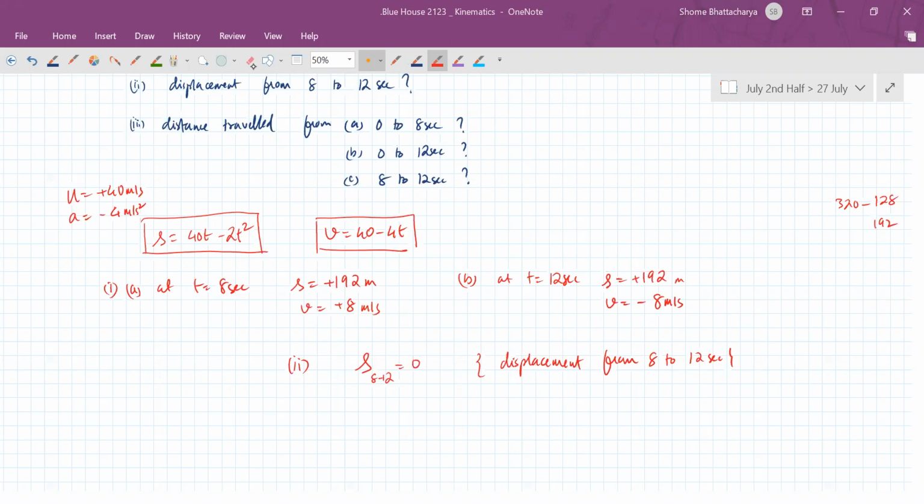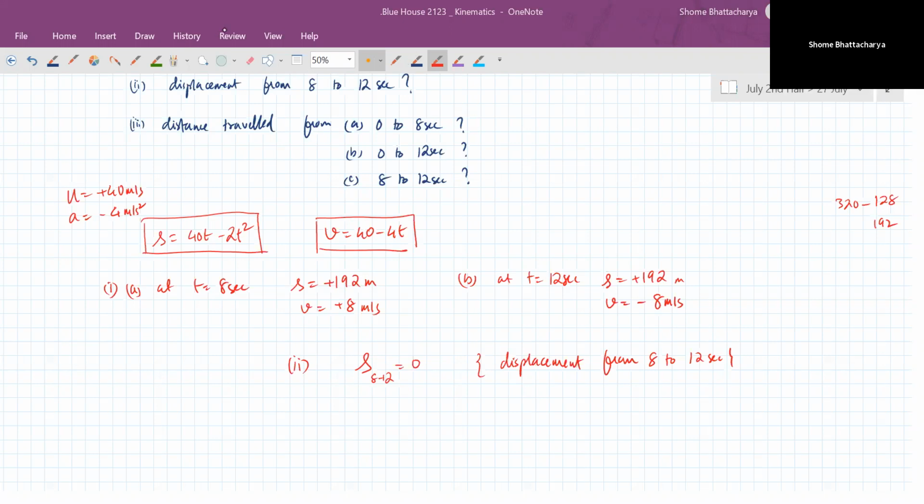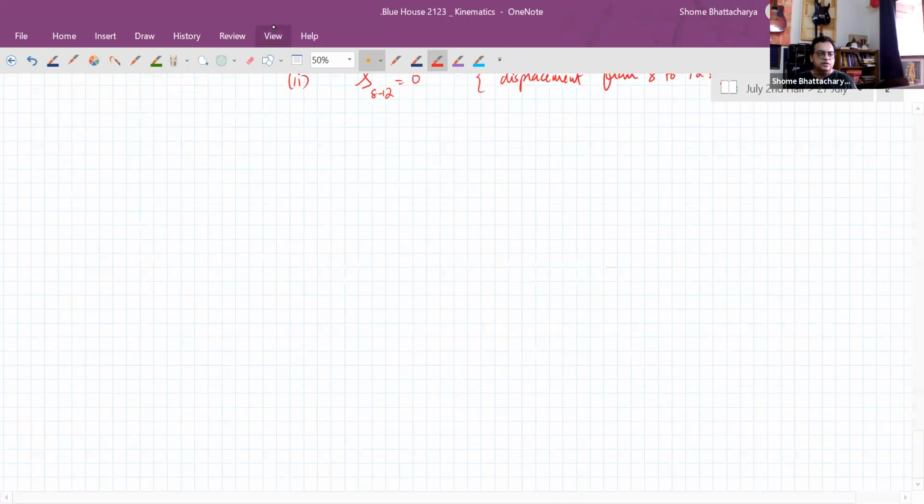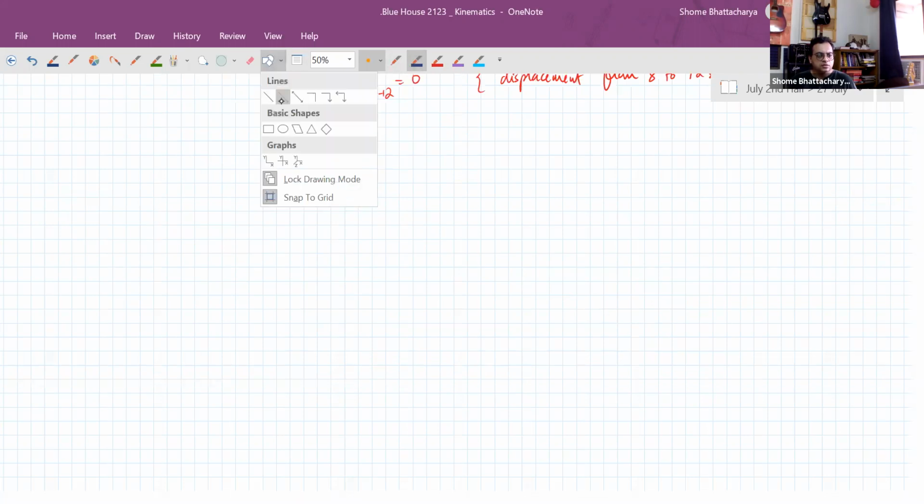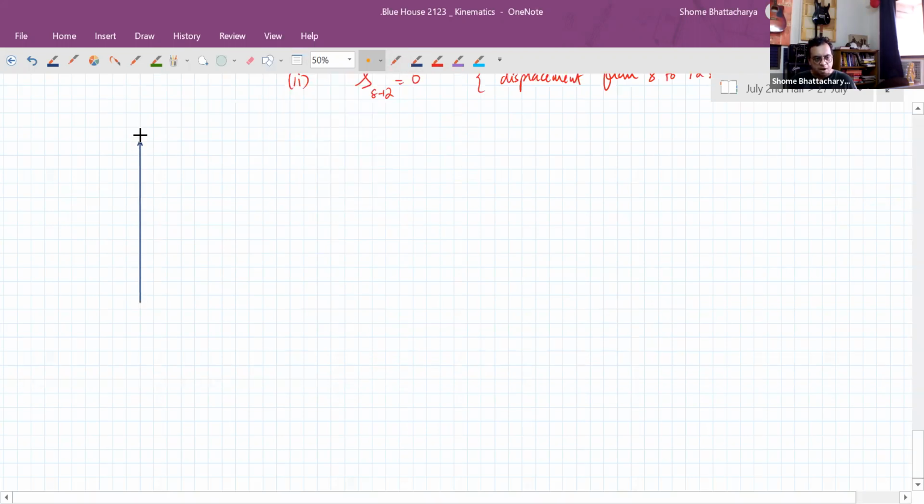Okay, so let's try to visualize this last part like this. Before we get into the distance traveled, let's try to understand the path. It's a straight line path, but it is backing and forthing. So let's understand that aspect by looking at the velocity time graph.